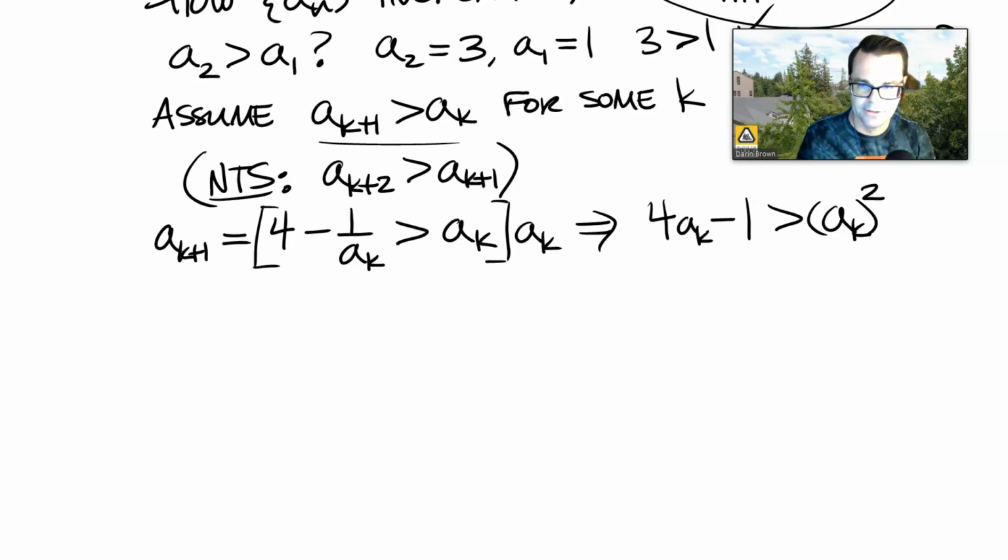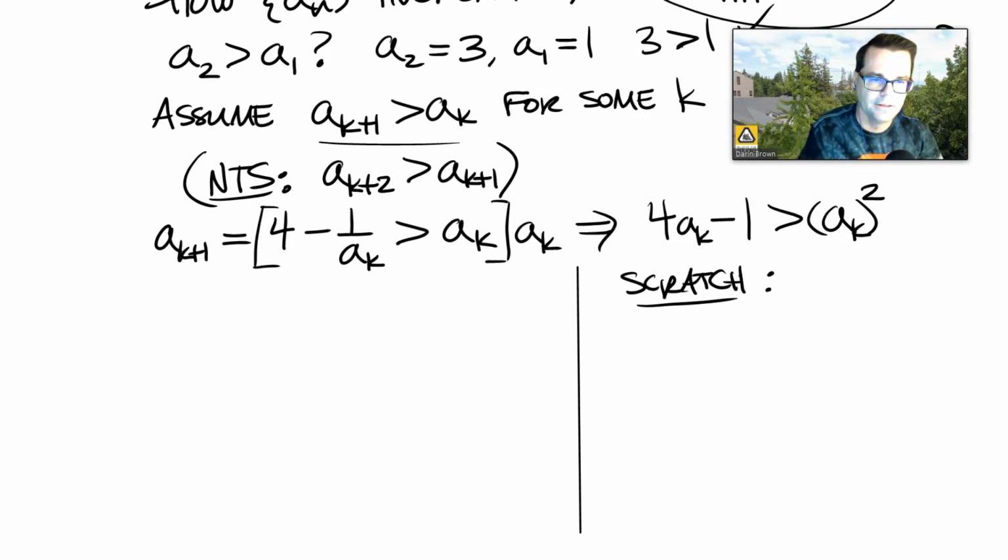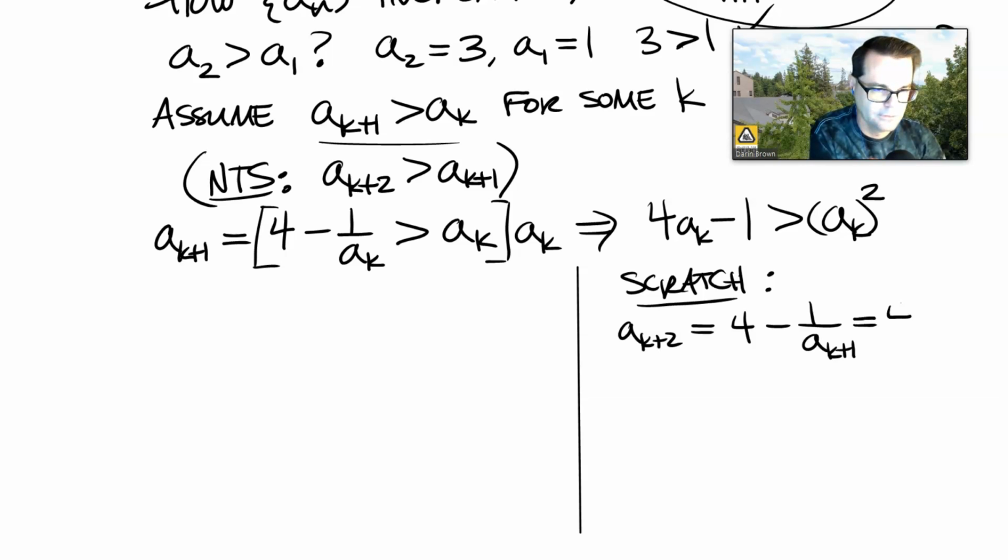Now, on the side here, this is all going to be completely on the side. This is scratch work. What do we need to show? It's the a sub k plus 2. Well, a sub k plus 2 is 4 minus 1 over a sub k plus 1. But a sub k plus 1 is 4 minus 1 over a sub k.